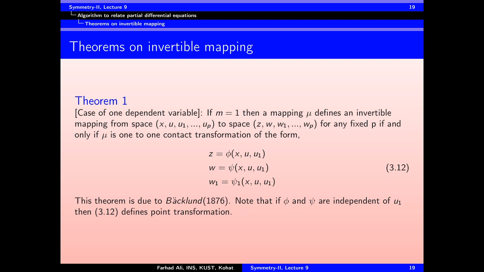Note that phi and psi are independent of u1. So there is a mistake in this lecture, in this equation. There is no u1. This u1 is not here. Z is a function of x and u. W is a function of x and u only. There is no u1. This u1 is extra, so this is a mistake. Only w1 depends on u1.